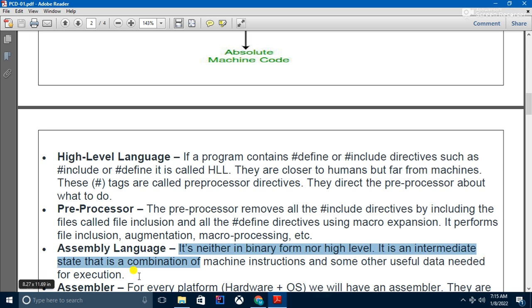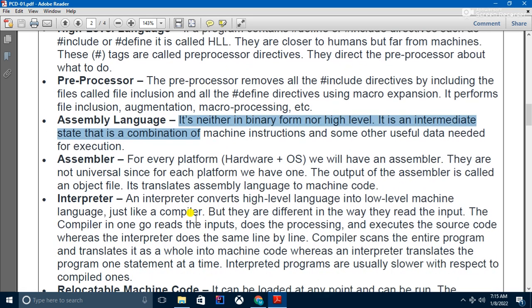Then the assembler: for every platform, hardware and software, we have an assembler. They are not universal, since for each platform we have one. The output of the assembler is called an object file. It translates assembly language into machine code.